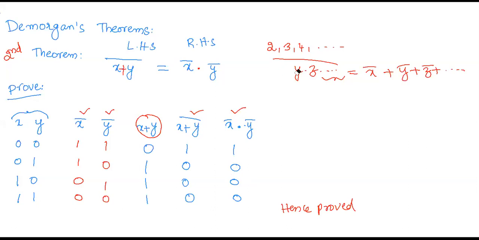And similar to the first theorem, this theorem is also applicable for more than two variables. For example, we have an equation like x plus y plus z plus so on. Then the complement of the sum is equal to the product of complements of each variable: x bar dot y bar dot z bar dot, whatever the variables we write, we have to expand like this. Okay, this is the second theorem.